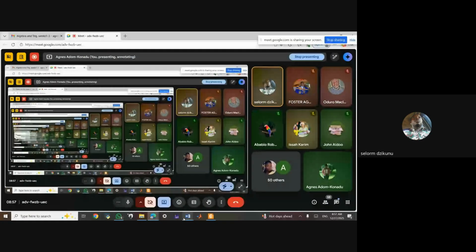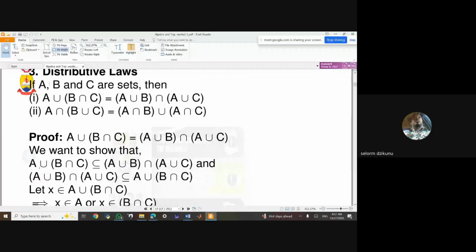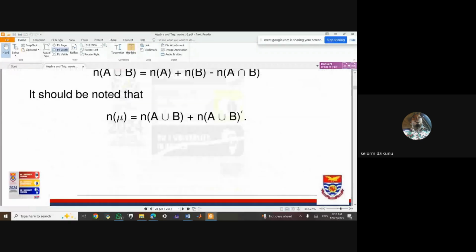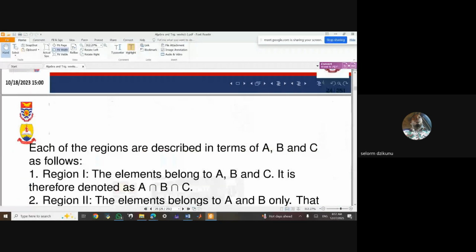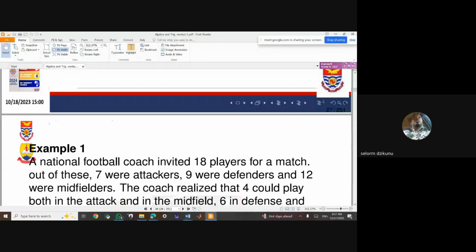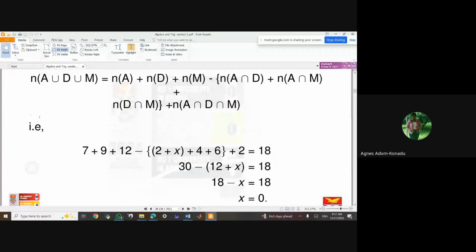Hello, madam. Yes. Please, may I ask you to do the solution to example one? Where we have the 7 plus 9 plus 12 minus, there is 2 plus x plus 4 plus 6 plus 2. In fact, I'm confused with the 2 plus the x. I know the x, but where we are adding the 2 with the x, that's where I'm not getting it. Is it this one? Yes, please.